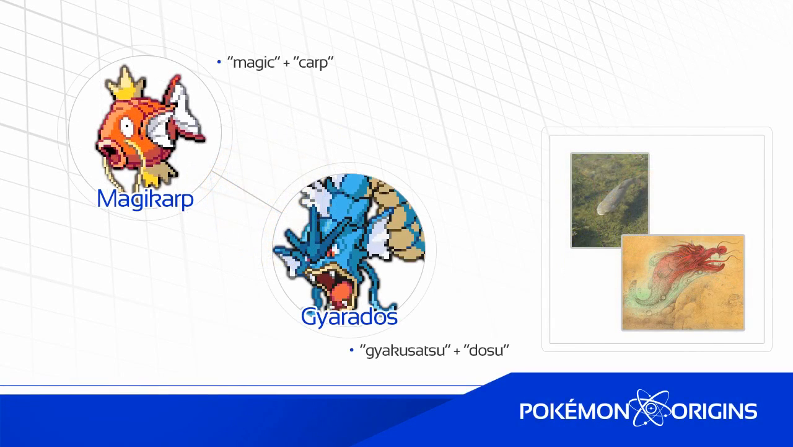Magikarp is a combination of magic and carp, and Gyarados is a combination of Gyakusatsu and Dosu. Now these two words basically mean lot of destruction, basically linking in with Gyarados' destructive nature.